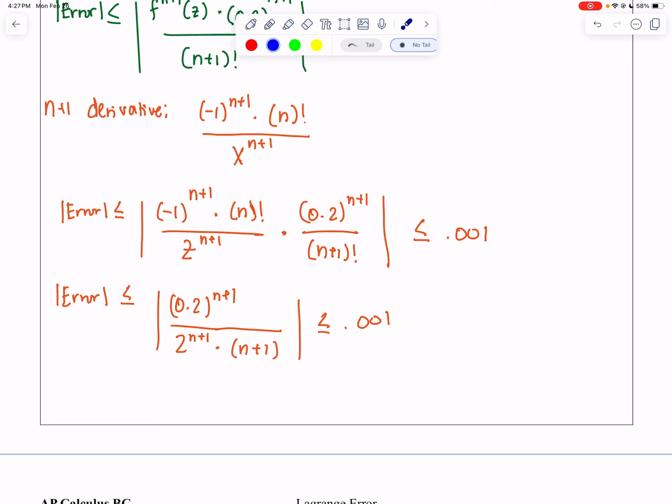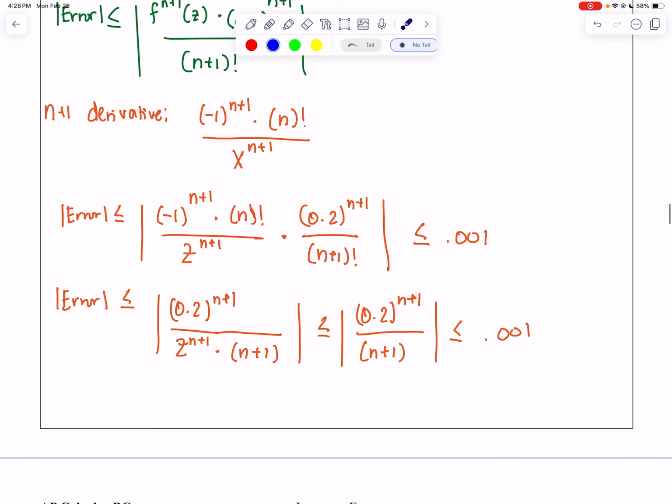Now, once we do that, I have another problem. I don't know what z is because it's z to the n plus 1. Even though you don't know what z is, that's okay, because remember, that's going to be some arbitrary value, and that's going to be definitely less than 0.2 to the n plus 1 over n plus 1. So I just got rid of that, just because we know that no matter what, this right here is going to be larger.